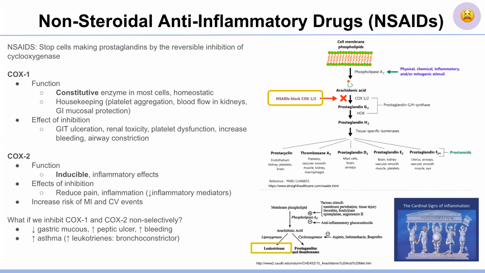COX-2, on the other hand, is induced in cells and has inflammatory effects. So when we inhibit COX-2, we're reducing those inflammatory effects, such as pain or swelling, through decreased inflammatory mediators. However, these also run the risk of increased cardiovascular events. If we inhibit both non-selectively, we also have to consider the adverse effects. This leads to decreased gastric mucosal protection and increased risk of peptic ulcer, as well as prolonged bleeding time. Another thing is increased asthma risk, since leukotrienes are produced and they are a bronchoconstrictor.